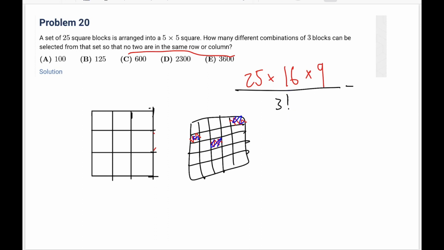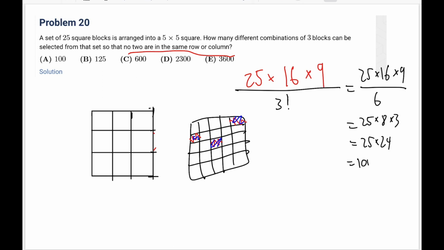And so 3 factorial is 6, and 25 times 16 times 9 over 6. This is 25 times 8 times 3. This is 25 times 24. This is 100 times 6. This is 600. So it's C.